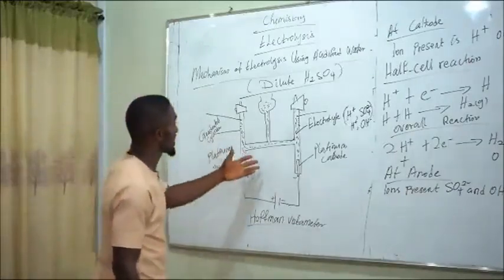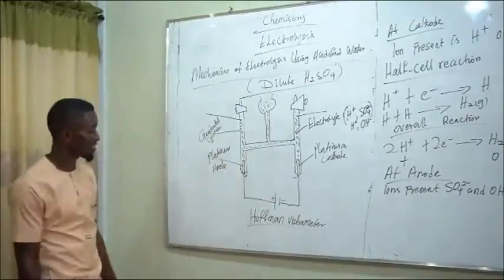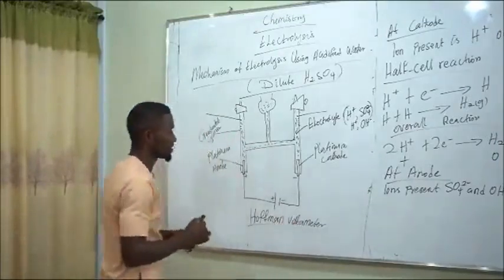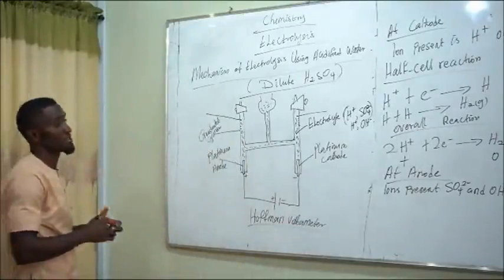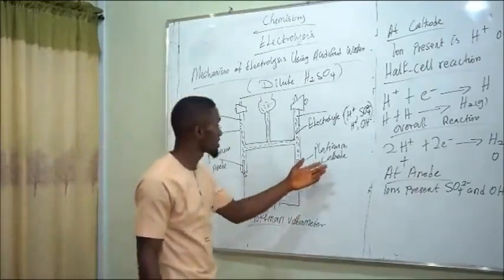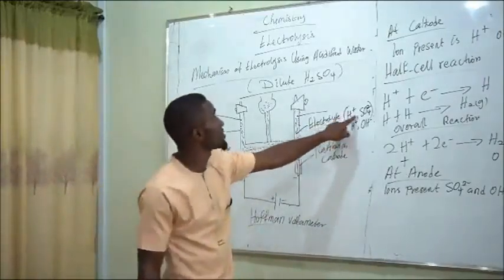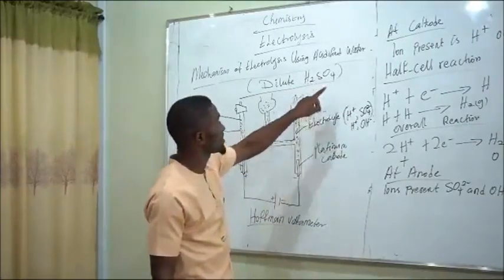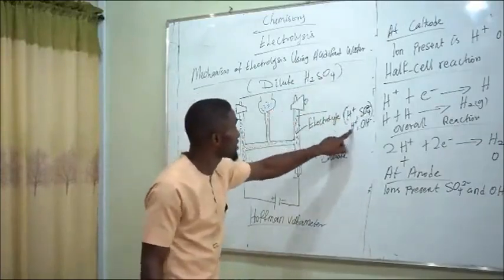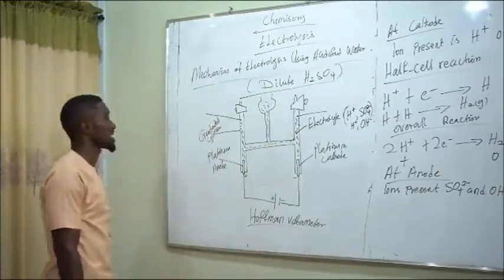Now, the diagram for the experiment is like this. We call it the Hoffman voltameter. Okay, now we have the platinum anode and the platinum cathode. Then we have the electrolyte, which is hydrogen ion from tetraoxosulfaceous acid, sulfate ion from tetraoxosulfaceous acid, the hydroxyl ion from water, and hydrogen ion from water as well.